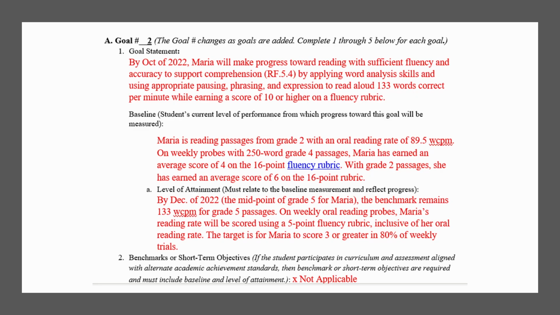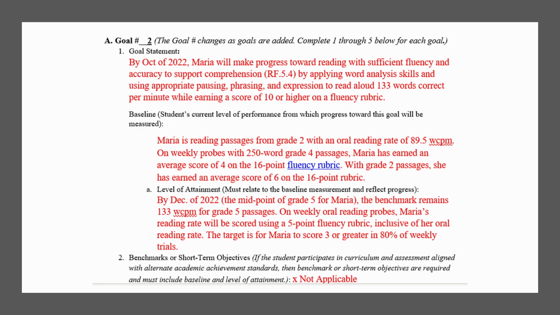So we want to move from that current baseline level to the level of attainment that will allow her to meet that IEP goal while satisfying the disability-related need, allowing her to make progress, access, and engage with grade level curriculum, in this case, Reading Foundation Standard 5.4.